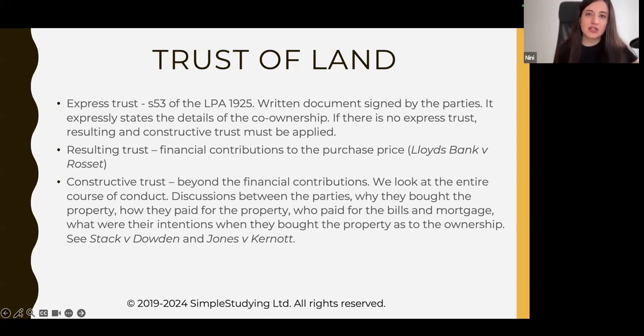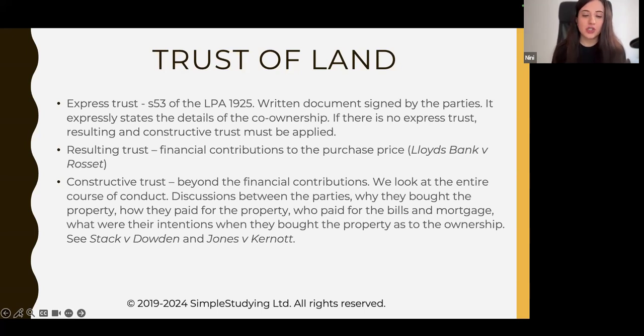We nowadays determine ownership by constructive trust. Before, it was resulting trust. But now, according to the cases of Stack v Dowden and Jones v Kernott, it's constructive trust. But what is it? Resulting trust is basically just a simple arithmetical calculation of financial contributions to the purchase price, according to Lloyds Bank v Rosset.